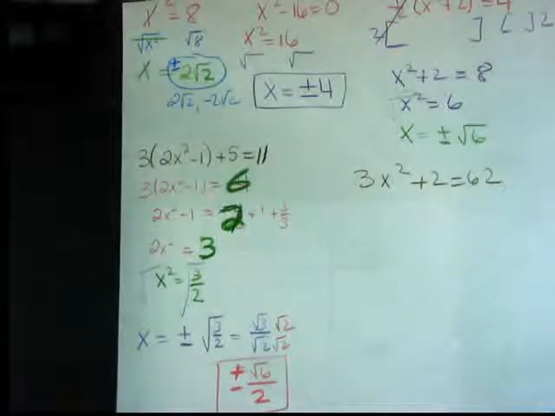3x squared plus 2 is 62. Go ahead, pause the video. I promise these are the right numbers this time. And try it again.